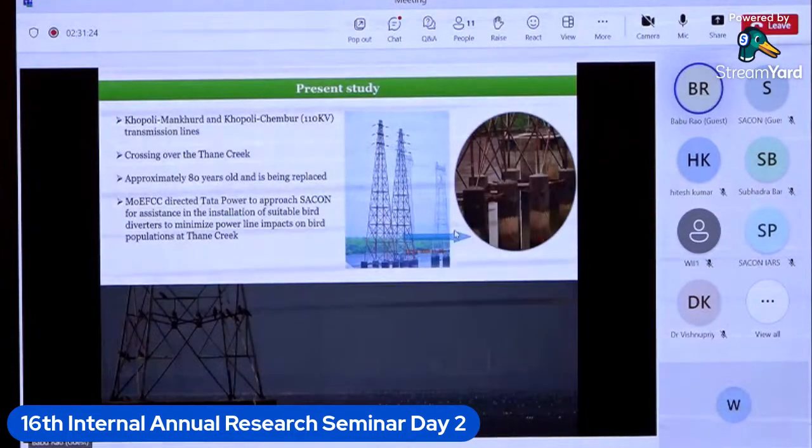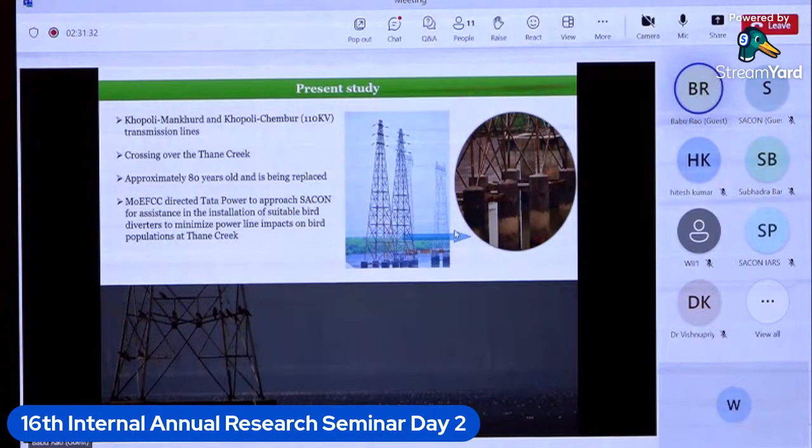Coming to the present study site, the Kopali Mankhurd and Kopali Chembur transmission lines pass over the Thane Creek. These two transmission lines are about 100 years old and significantly corroded. Therefore, Tata Power decided to replace these two transmission lines in the Thane Creek.